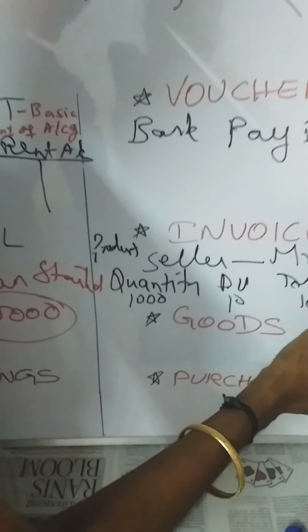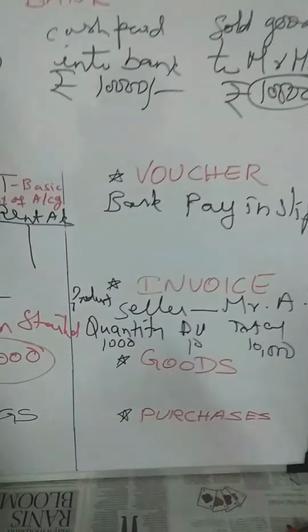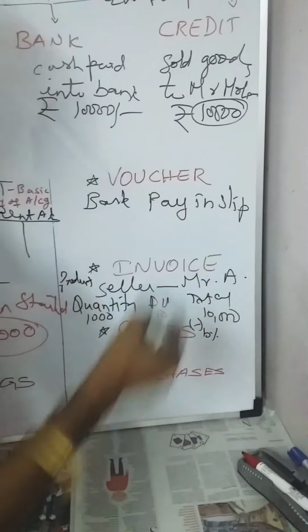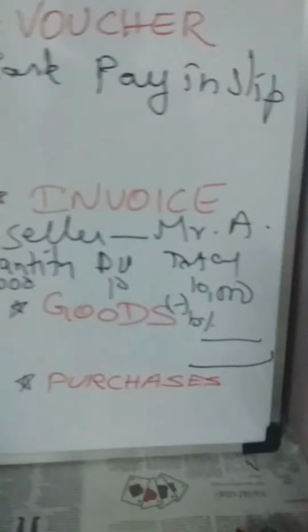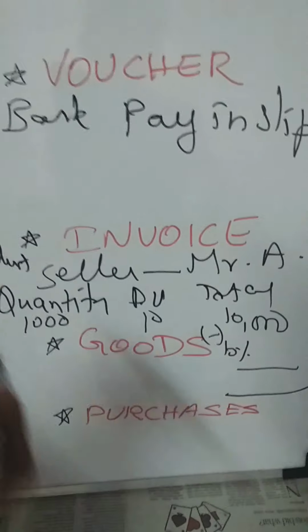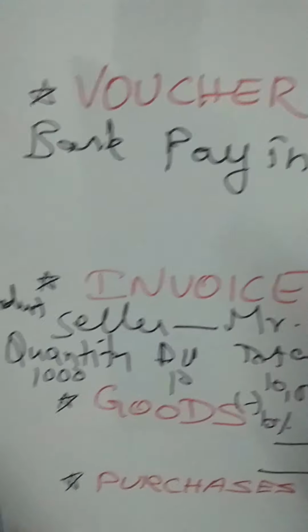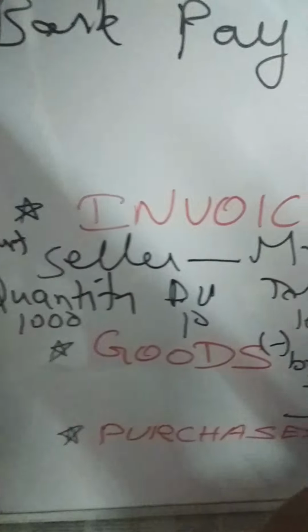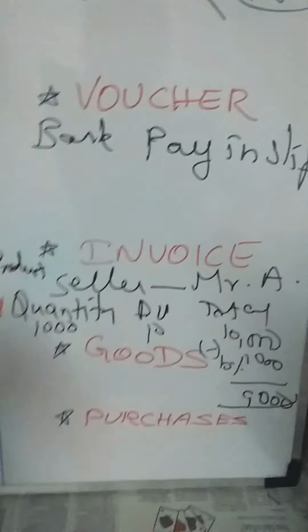The total is 10,000. If the seller provides any discount, say 10%, he provided the discount for the customer. So you have to calculate 10% discount from 10,000. And what is the net balance? That net balance will be given in the invoice statement. In 10,000, 10% is 1,000. So 9,000 rupees the customer is supposed to pay to the seller. So this is an invoice.